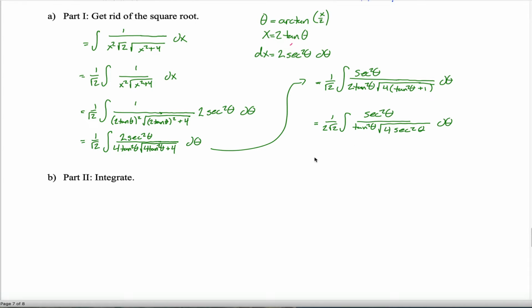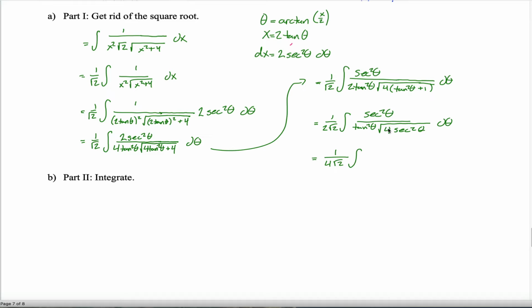I can cancel out the square root sign and be done with part 1. The square root of 4 times secant squared theta is 2 secant of theta. Technically in the absolute value symbols, but you don't have to worry about that. I'll take the 2 and bring it out in front. So I've got 1 over 4 root 2 out in front now.